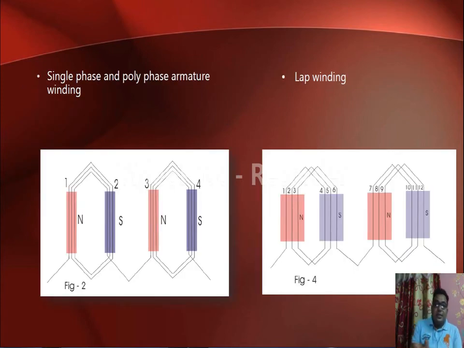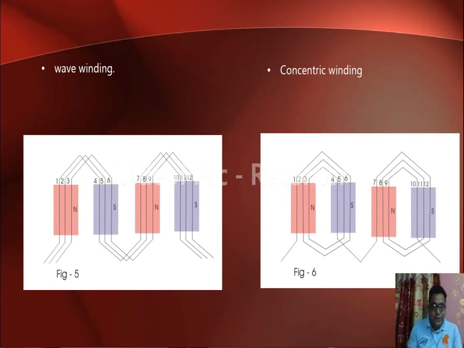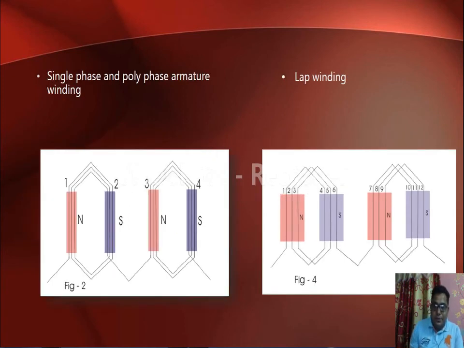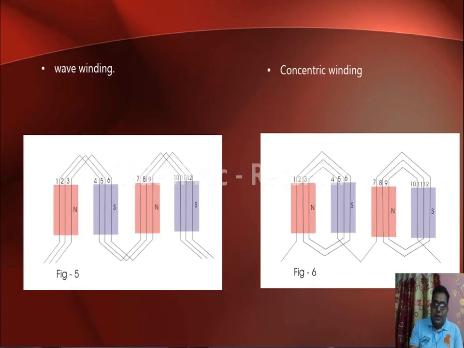Now these are the pictorial representations. Single phase and polyphase armature winding, lap winding. Next is wave winding. As you can see in lap winding, it is just lapped: the rotation is there, then it comes to the next. In wave winding, it flows like a wave, with a single turn in each slot. And this is a concentrated winding, where all windings are placed together.